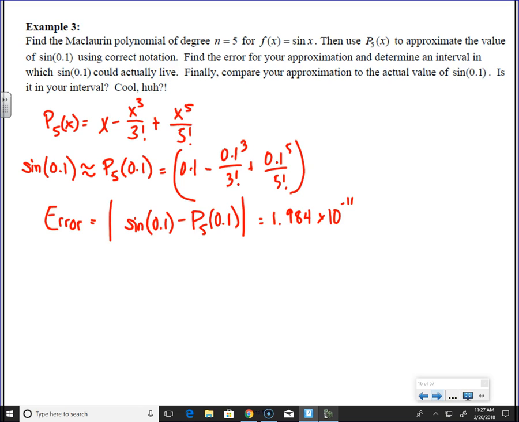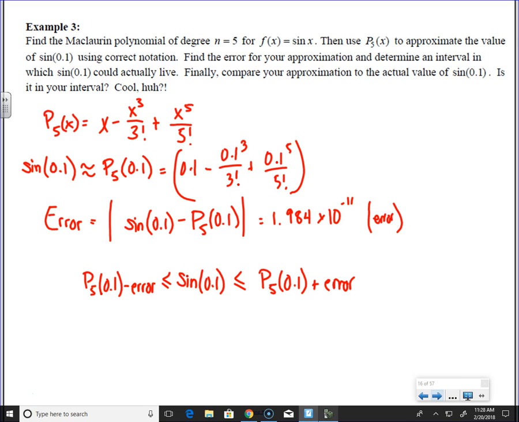Okay. Now it says, finally, find the error, determine an interval in which sine of 0.1 could actually live. Good. What's an interval in which sine of 0.1 could actually live? Would you do plus one, minus one? Perfect. You guys good? Remember how we would take the absolute value into the negative error, the positive error, then just add the P5? Does that make sense?